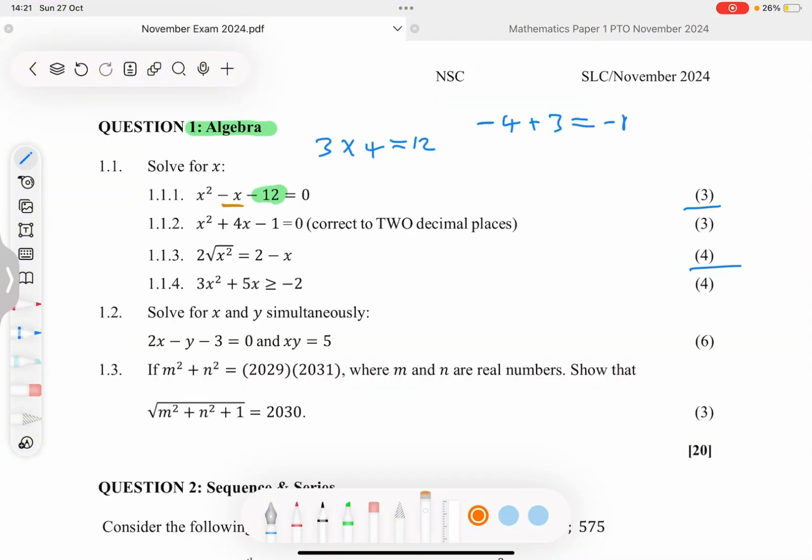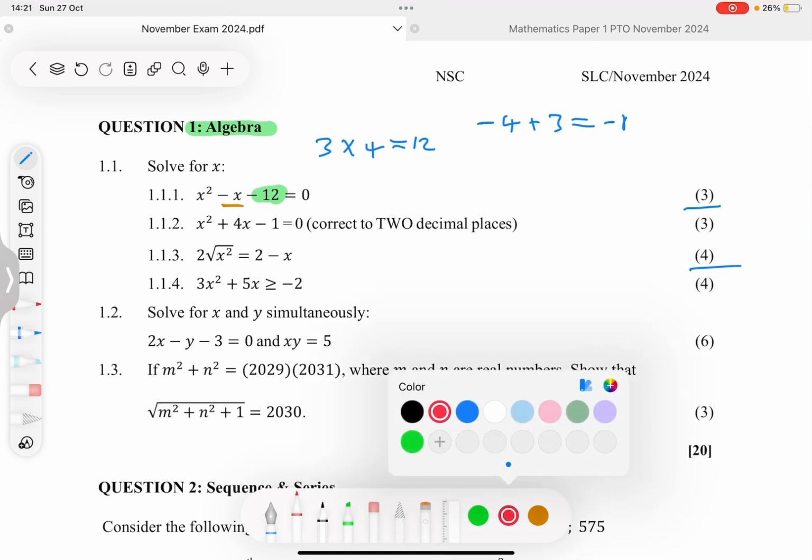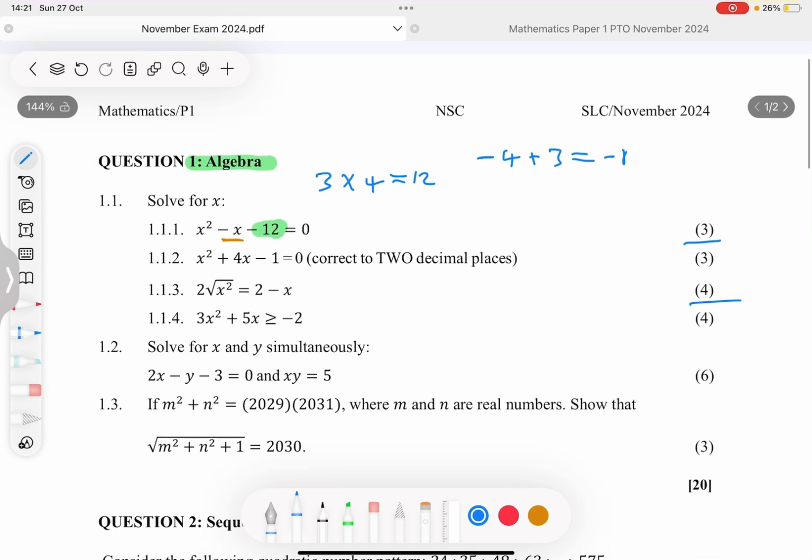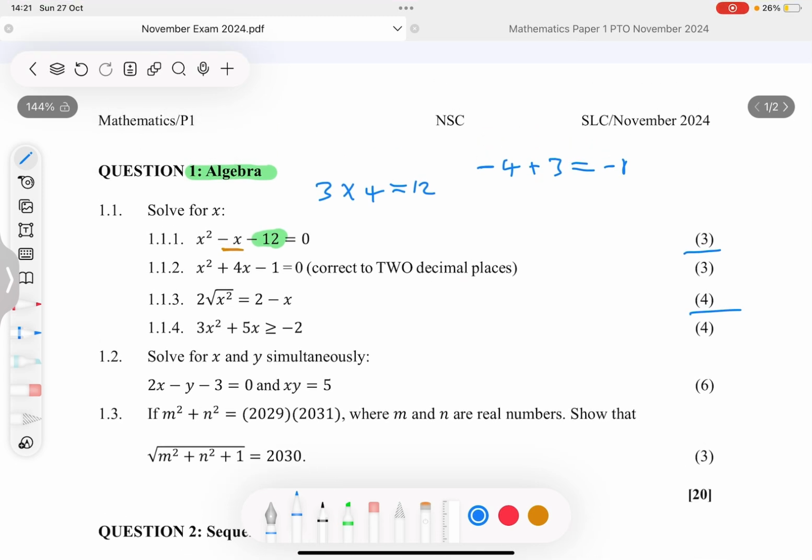Let's jump to the last question of question 1. In this question, they say to us, if the sum of the square of m and n is equal to the product of 2029 and 2031, where m and n are real numbers, show that the root of the sum of the square of m and n and 1 is equal to 2030.